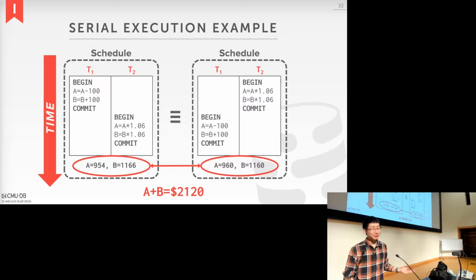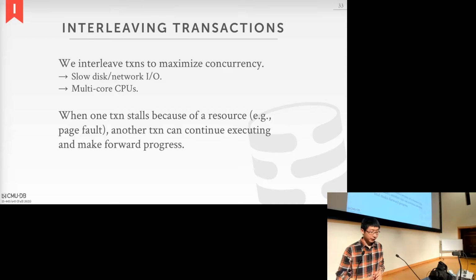So again, this is just to reiterate why it's important to interleave transactions. Because we want to improve the throughput, and we also want to reduce the latency. While we are fetching some records from the disk, we want to slip in some operations from other transactions, so that the system doesn't just stall and wait for the records to come back without utilizing any resource. And in a multi-core system, we also want to execute transactions concurrently to improve the total throughput.